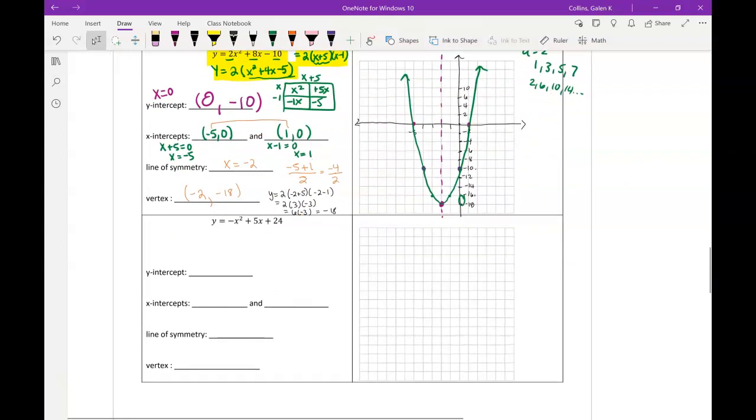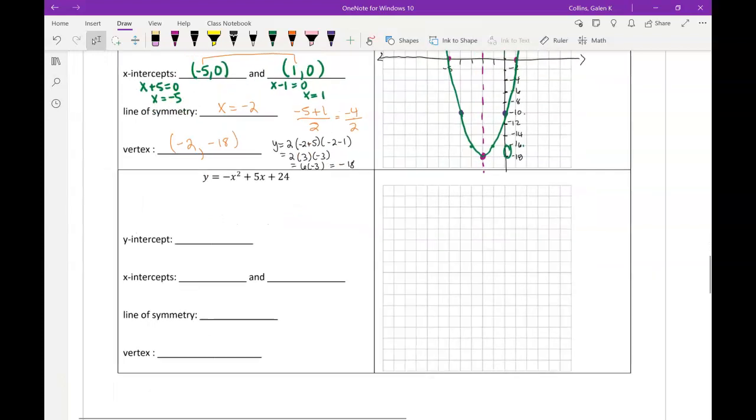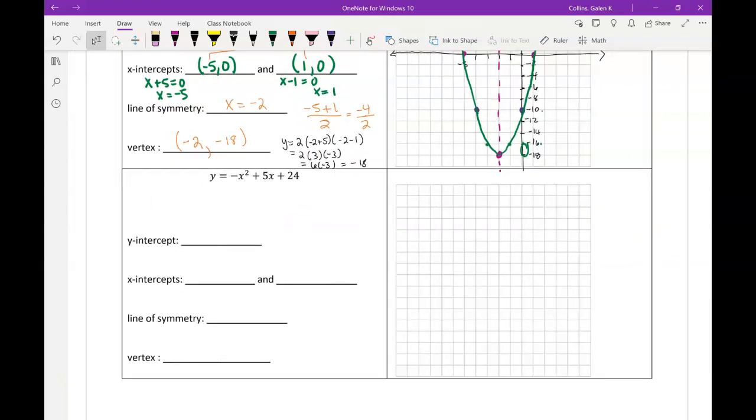All right, so for this last one, we know already, just from looking at this, that our y-intercept is going to be at +24, because if I plug in 0 for x there, I'm going to get -0, which is just 0, right? 0 is not positive or negative, plus 5 times 0, which is 0, plus 24. So again, our y-intercept is probably the easiest thing to find, at least when we're in standard form.